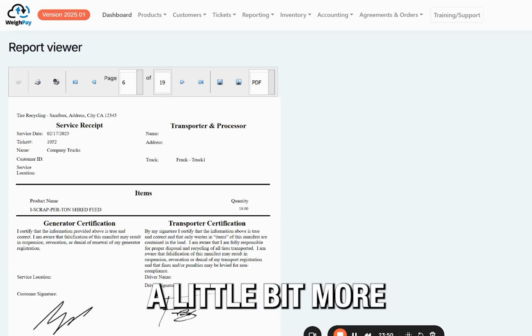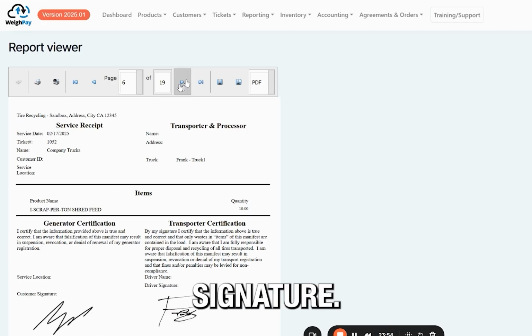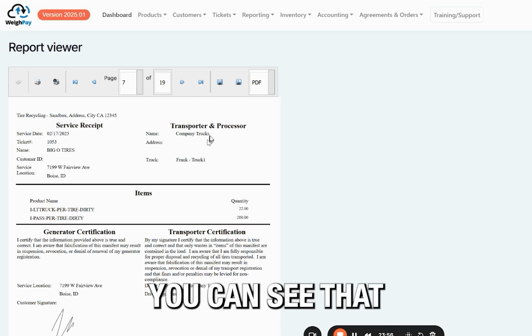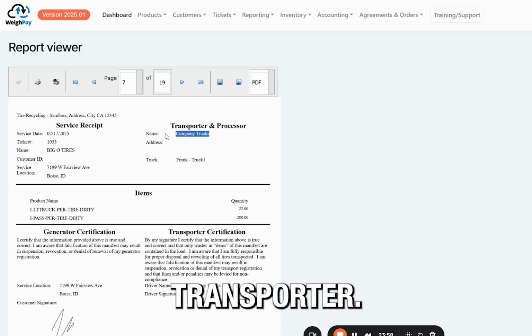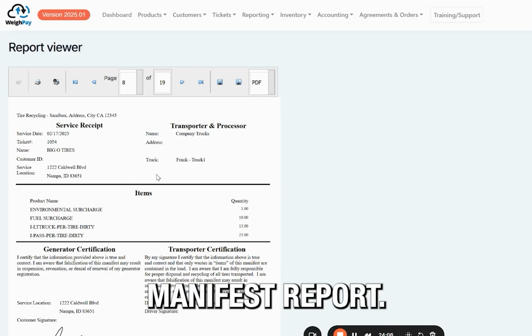So this is a little bit more where you see both the driver and the customer signature. You can see that it was a company truck that was the transporter. And we can get more information on the system, but there's your surcharge. So you get an idea of our manifest report.